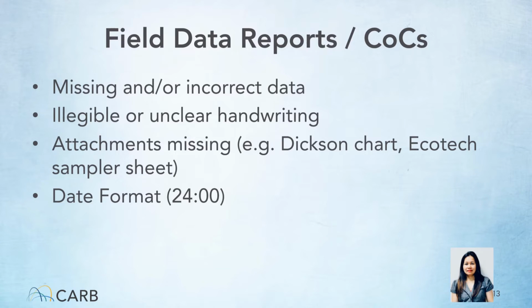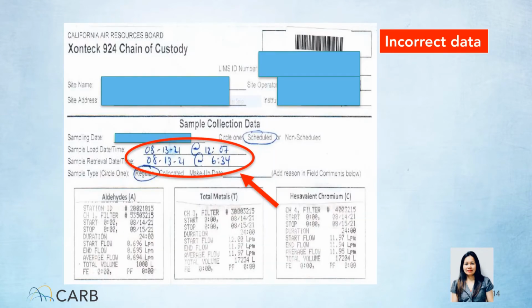Unclear or illegible handwriting can make this difficult. The third issue is missing attachments, especially for the PM10 program. And the last one is the date format on the COC. As you can see on this slide, the sample retrieval time is prior to the sample load time.